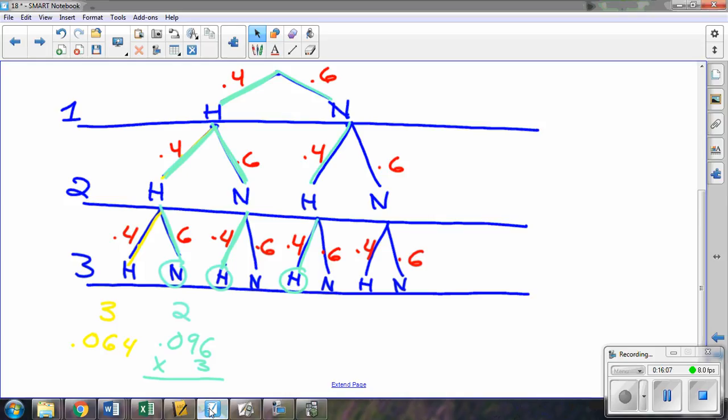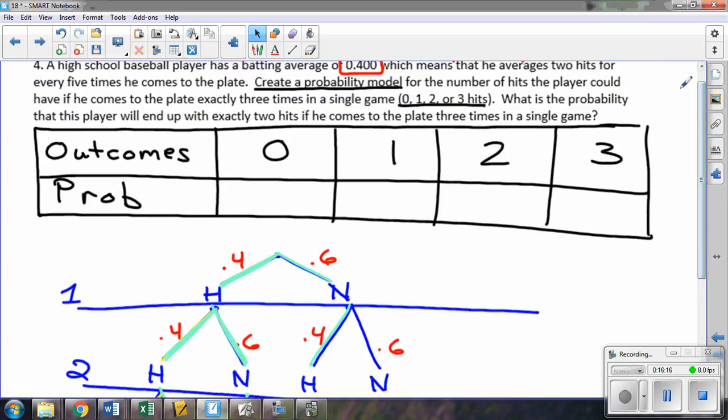Well, I'm going to take these 2 values that we've calculated already and put them into our chart. Since we've already calculated them, the probability of getting 2 hits was 0.288. The probability of getting 3 hits was 0.064. And now we also have to calculate 1 hit and 0 hits.